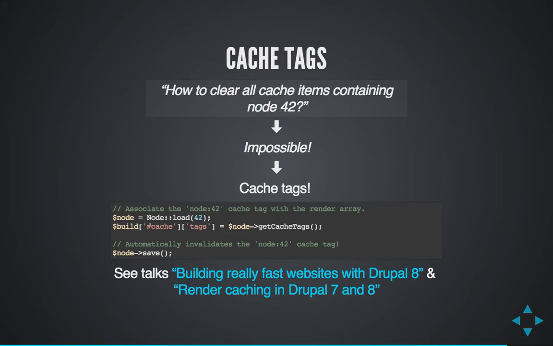Cache tags. We can summarize cache tags with one simple question, which explains why they exist. How to clear all cache items in any of your cache tables or other cache backends that contain something of node 42? Well, the answer is that you can't, and cache tags are the answer to that.